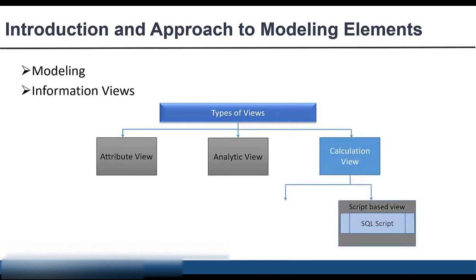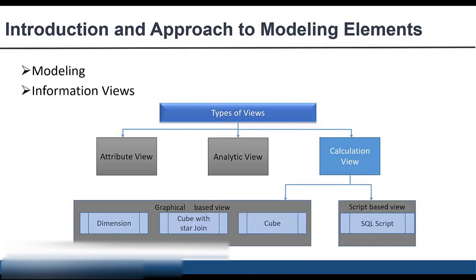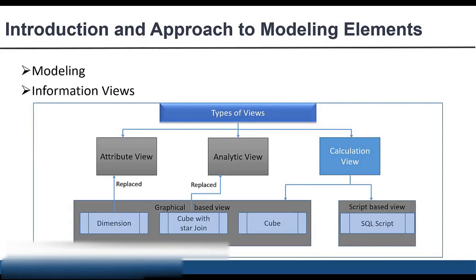Calculation views can be of two subtypes: the script-based view, which uses SQL script to create the view, and the graphical-based view, which can be again subdivided into dimensions, cube, and cube with a star join. Cube with a star join can replace analytic views, and dimensions can replace attribute views. So effectively, we can use calculation views to create all three types of information views.